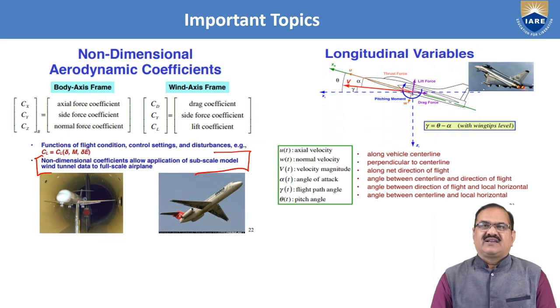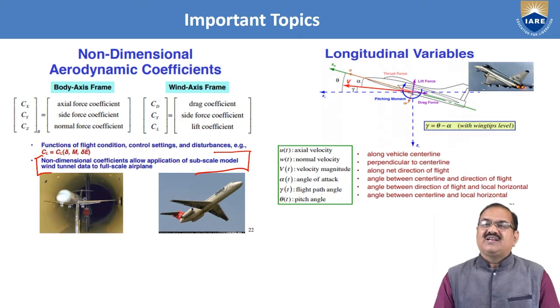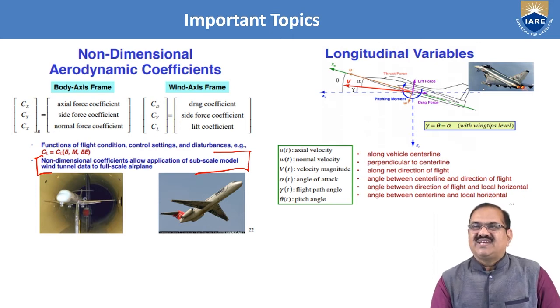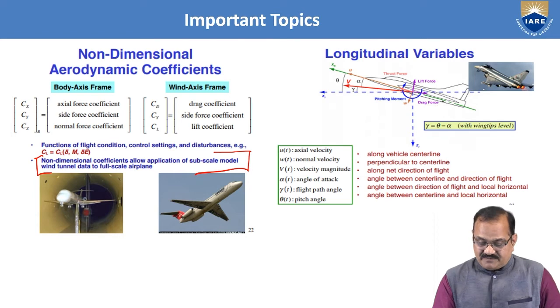Here we have another topic, called the longitudinal variables. In the longitudinal case we have to see what the variables are. You can see here x, this is the angle of attack with the relative velocity of the aircraft, here is theta, and here is gamma. This is the thrust force, here is the lift force, and here is the pitching moment, and here the drag force acts. Drag force is opposite to the relative velocity of the aircraft. So these are the parameters.